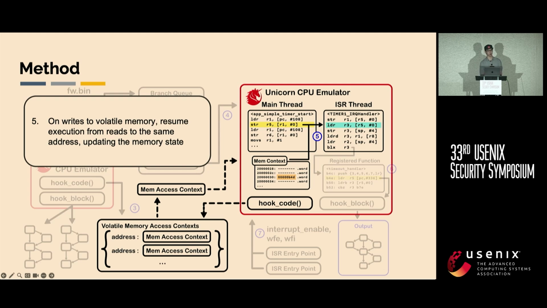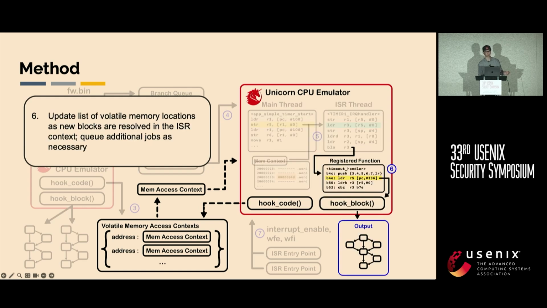On writes to volatile memory, which we've saved in this other dictionary, we can resume or just add the context corresponding to that memory read onto our context queue. And we modify that context to have the written values updated in the context, so that when you resume the execution, you have this updated value in that memory location that is then allowed to potentially influence any indirect branches that will rely on it.